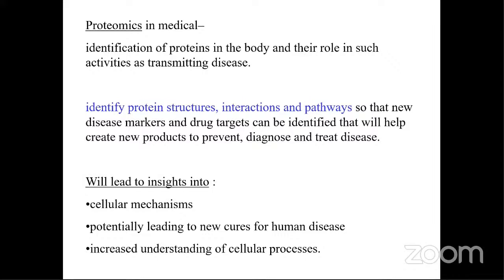For example, cyclooxygenase 2 is an enzyme involved in inflammation, in the arachidonic acid pathway. So if I inhibit cyclooxygenase 2, I may stop inflammation. There is another enzyme called lipoxygenase 5, which is involved in asthma. If I inhibit lipoxygenase 5, I may prevent the progression of asthma. So they are very good drug targets. They can be used as disease markers and for diagnosis, and for understanding cellular mechanisms. By looking at protein expression, we can understand mechanisms, potentially leading to new cures for human disease and increased understanding of cellular processes. So all these are possible, and it has become very important in the medical area.